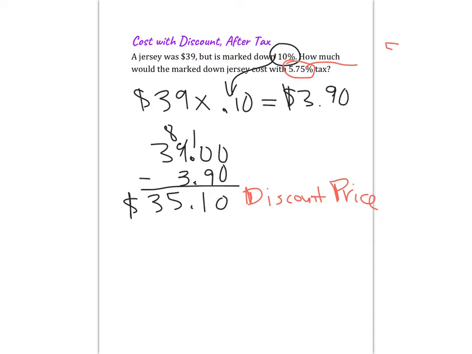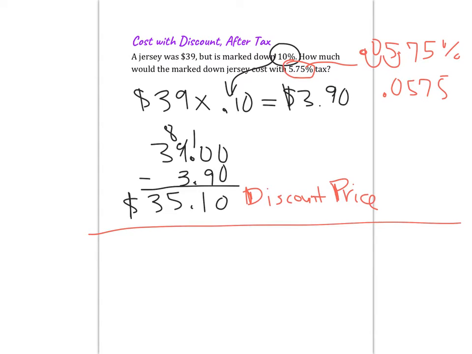How do we do that? Well, you have to move the decimal 2 spaces to the left, okay? So we're going to move it 1 space, 2 spaces. There's nothing there, so you're going to put the number 0. And as a pure decimal, it's 0.0575, okay?